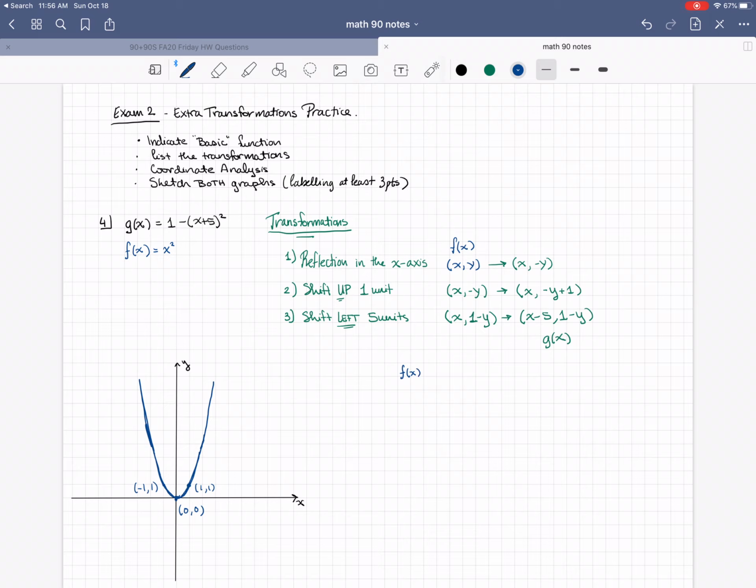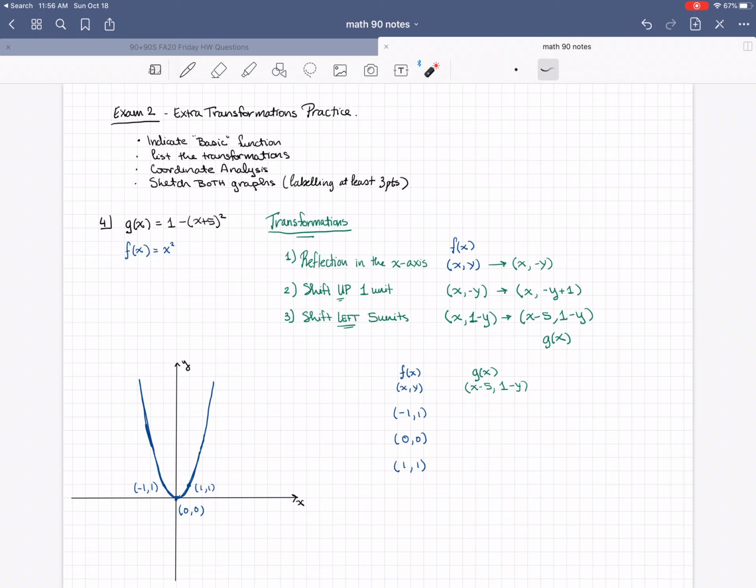Okay, so here we go. Here's our coordinate analysis chart. So here are our points on the graph of f. Again, if you need more, use more. And then over here, we will plot our points on the graph of g. So remember, whatever x was on f, that morphs into x minus 5 with g. And whatever y was, that morphs into 1 minus y.